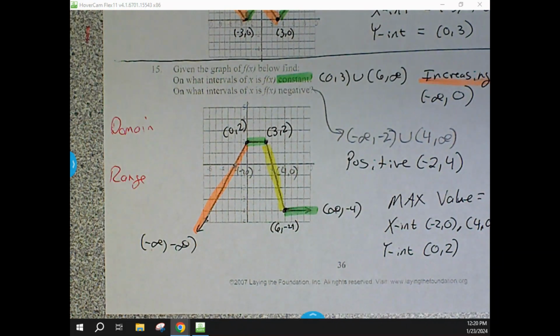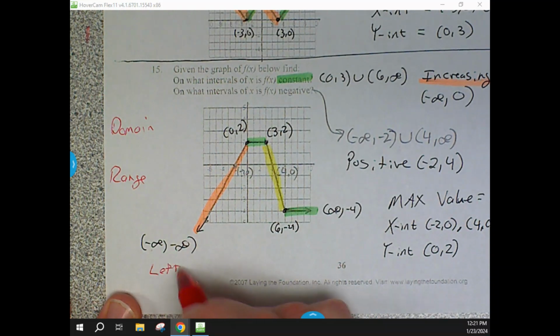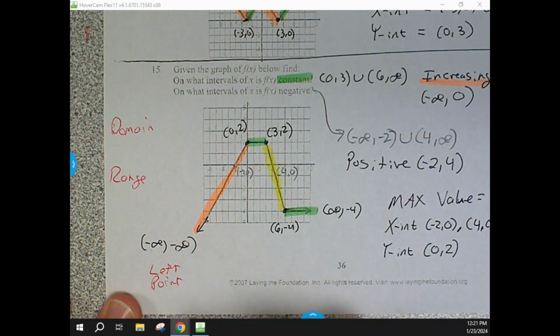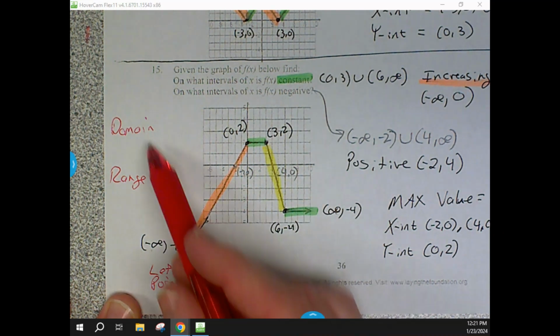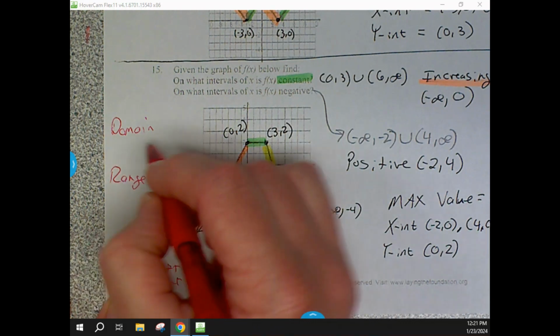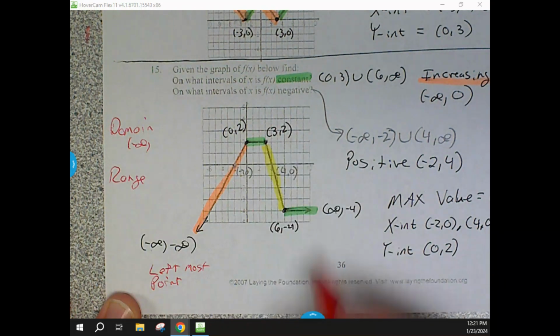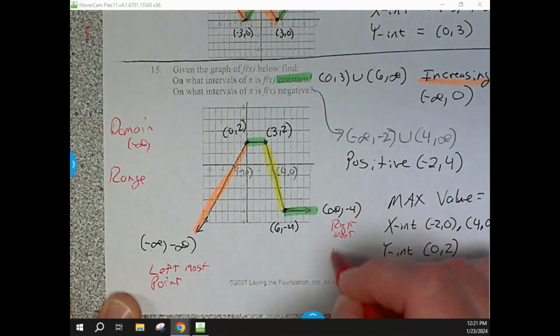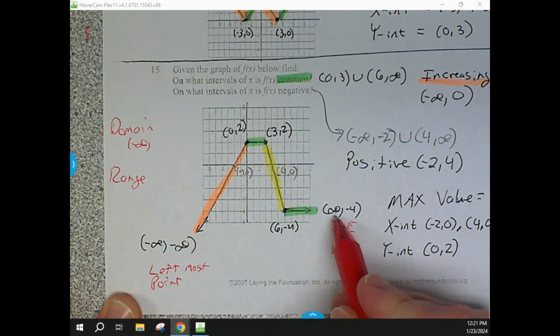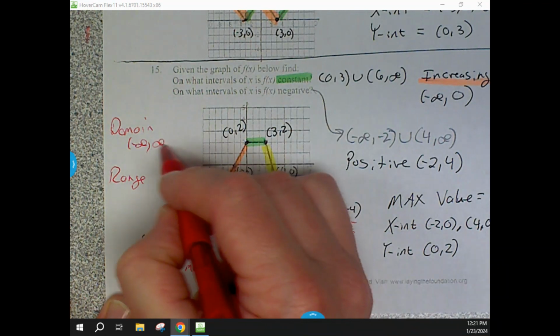So when we talk about domain, that's our x values. What's the x value, the point all the way on the left? Well, this is our leftmost point, right? So domain is you're going to use your x value, so that's going to be negative infinity. And then you go to the very rightmost point here, and you tell me what that x value is. That's negative infinity to infinity.